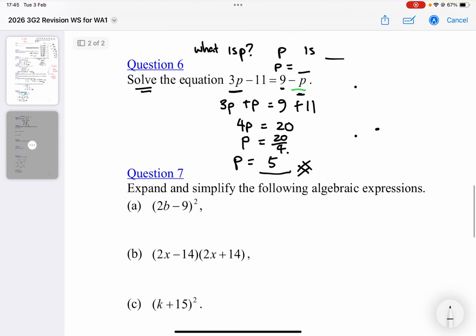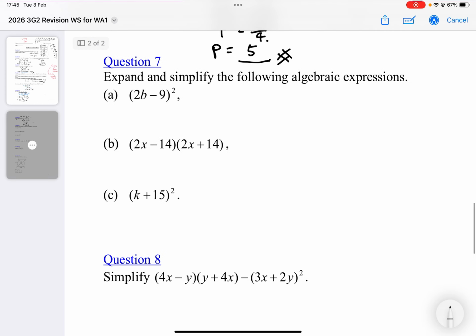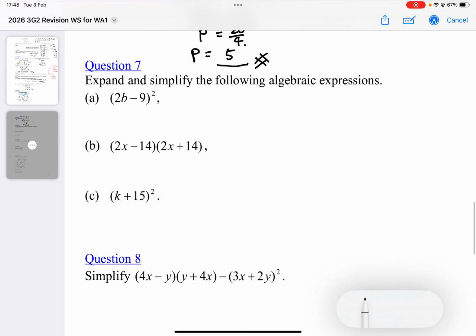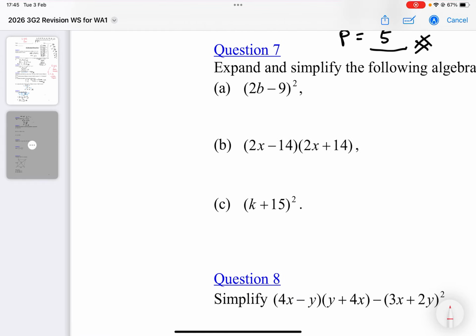Okay, question 7 is on your identity. So you are asked to expand and simplify the following. There are 3 special identities that you all have come across before. The first one is if you have 2 numbers added together and you square them, it will expand and simplify into the front squared, the back squared, plus 2 times the front times the back.